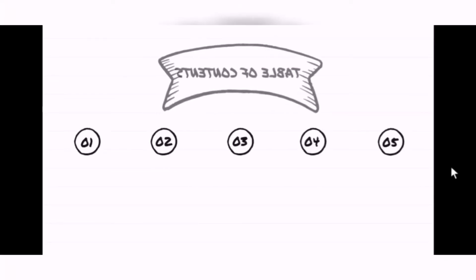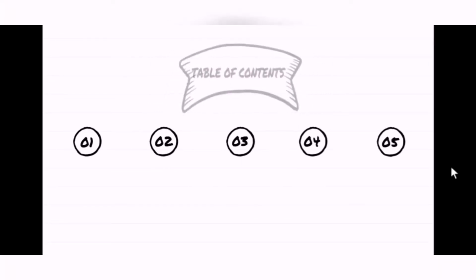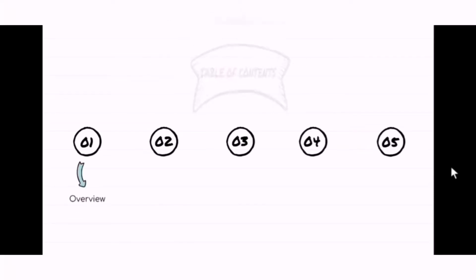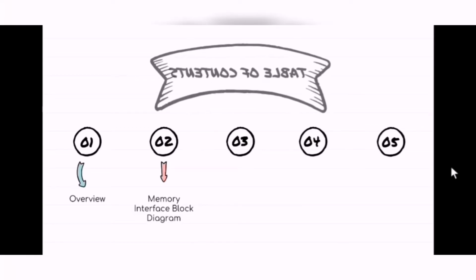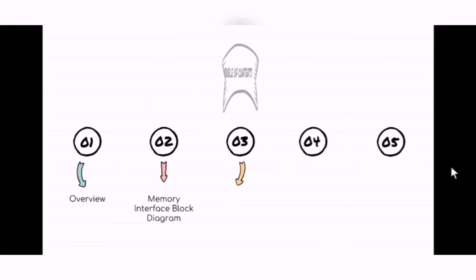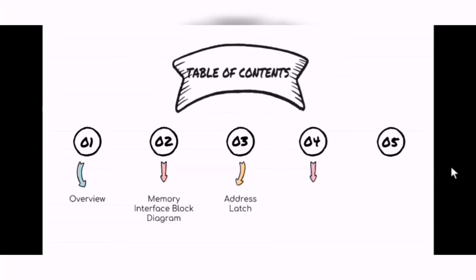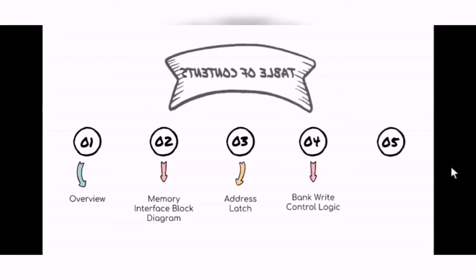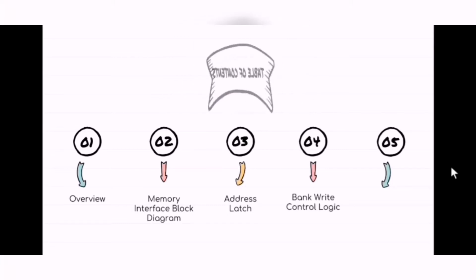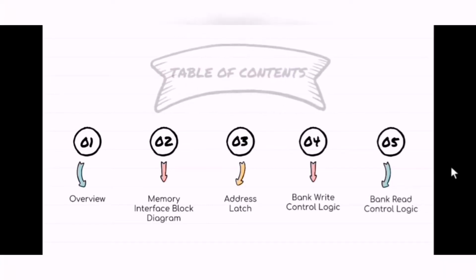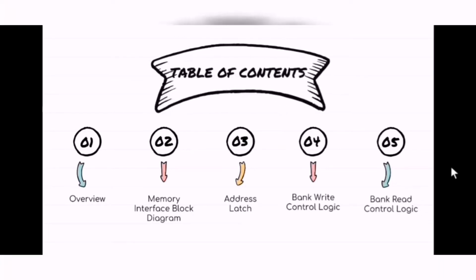The table of contents of our discussion consists of five parts. The first one is the overview. Next, we will discuss the memory interface block diagram. Third, we are going to discuss the address latch. Fourth, the bank write control logic. And the last one, the bank read control logic.